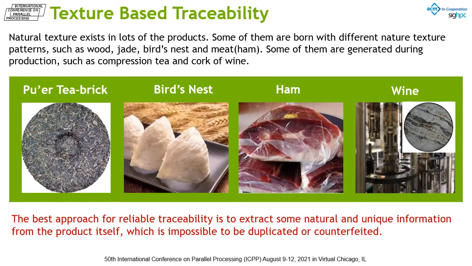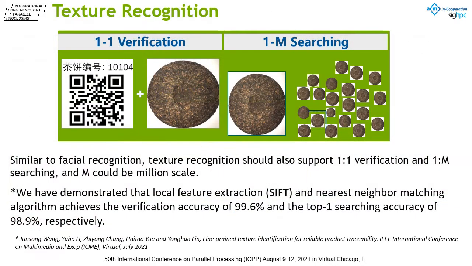The best approach for reliable traceability is to find some natural and unique information from the product itself, which is impossible to be duplicated or counterfeited. Actually, natural texture exists in lots of products. In ICME 2021, we first proposed a system to use texture for product traceability, similar to facial recognition. Our texture recognition also supports one-to-one verification and one-to-many searching.